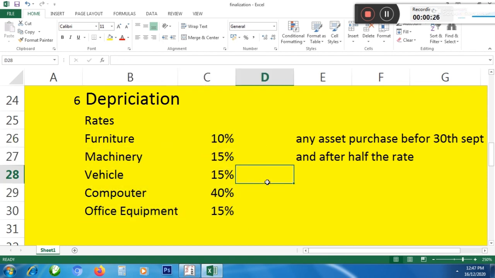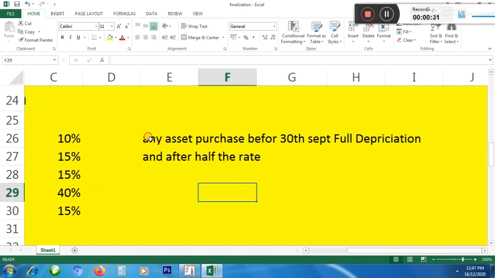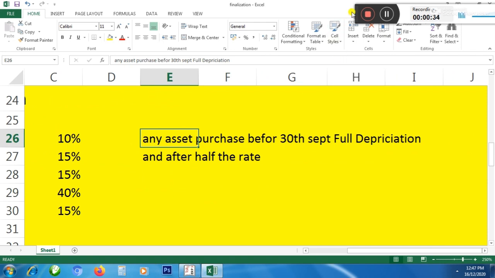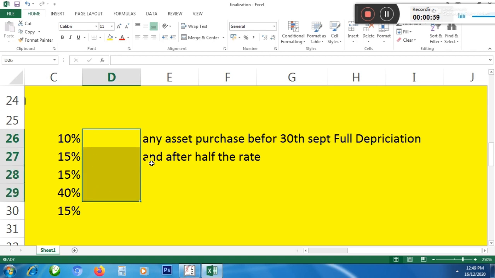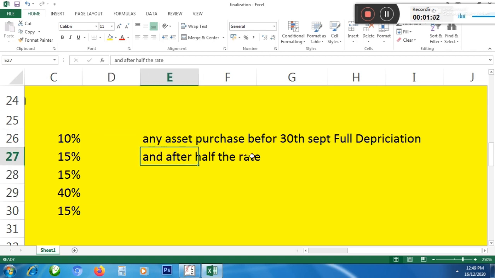Now this is very important. One note I have given here: any asset which is purchased before 30th of September, we calculate full depreciation at these rates. If any asset is purchased after 30th of September, it is half the rate. That means 10% will be 5%, and 15% will be 7.5%, half the rate of these.